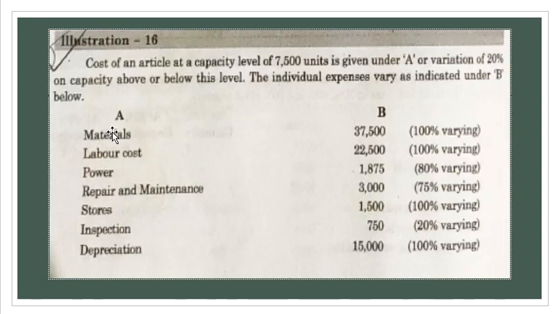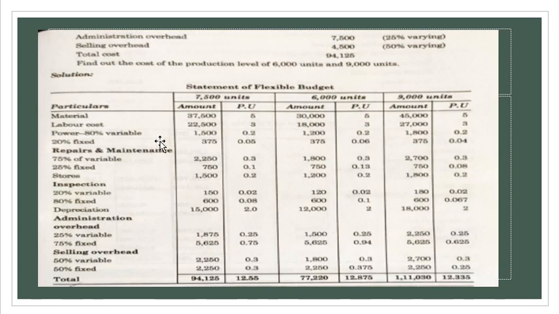Next, as per the question, we have labor cost, which is 22,500. In brackets, they have stated 100% is varying. So if everything is variable, labor cost 22,500 for 7,500 units. Now 22,500 divided by 7,500 will give us 3. So 3 is the per unit value. This per unit value will be the same for 6,000 and 9,000 units. So 6,000 into 3 will give us 18,000. Then 9,000 into 3 will give us 27,000.